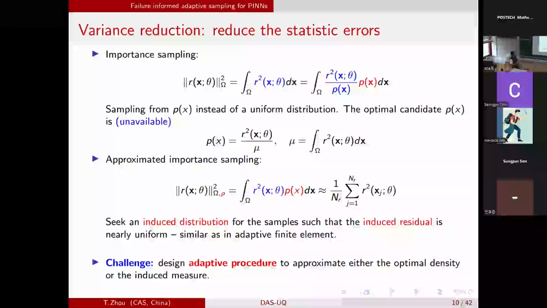So the idea here is also similar. In the beginning, you don't have any information about the residue. The only thing you can do is to refine the whole domain by uniform mesh. And then after the computation, you will get information of the residue, and based on the error indicator in finite element, you can refine the mesh and repeat the computation. And this is the adaptive finite element. And here we call this deep adaptive sampling, for PINNs.